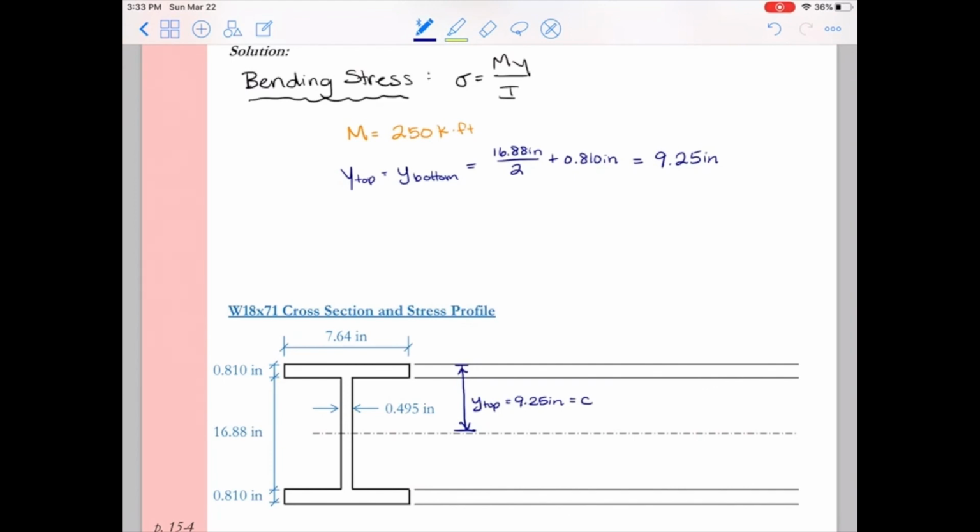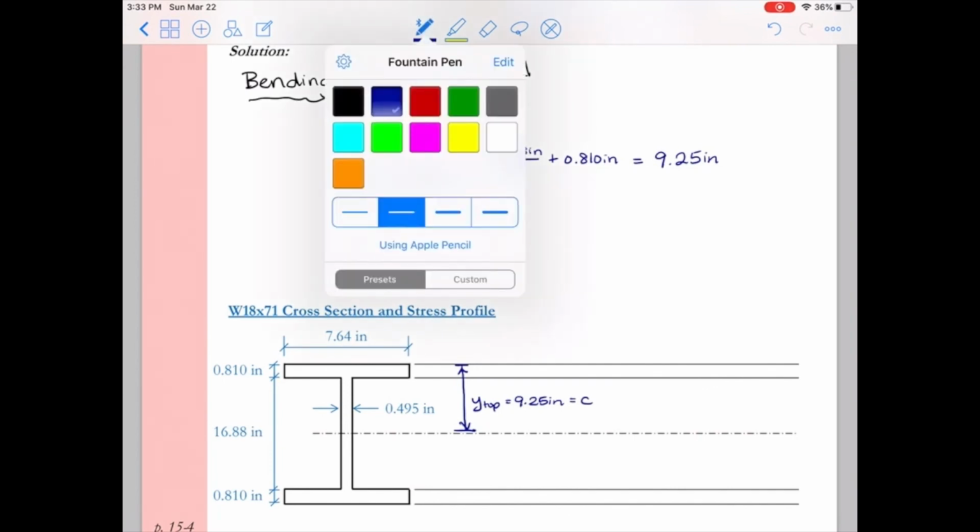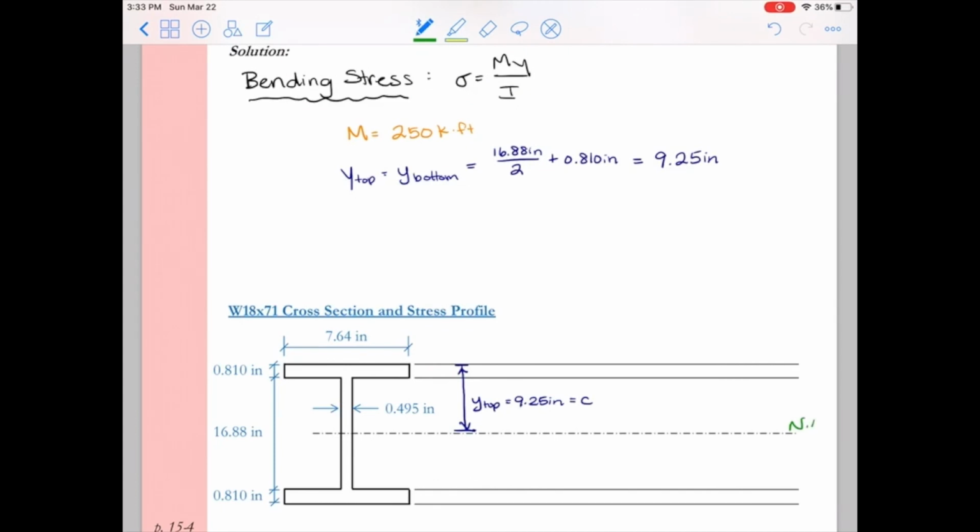All right, so the only thing left to really solve this problem is I. I is the moment of inertia. Now, if we go back to statics class, hopefully you learned how to calculate moment of inertia and you guys are super good at this. That's always my dream.